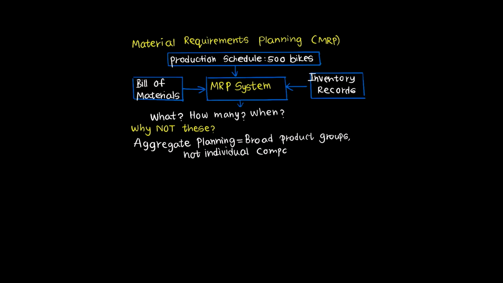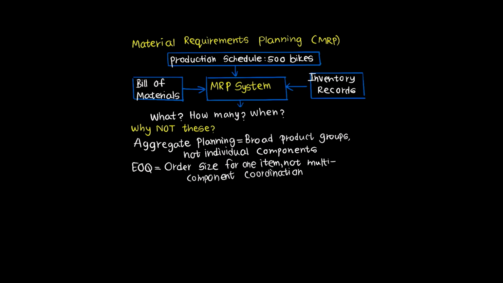Economic order quantity calculates the cost minimizing order size for a single item. It is a standalone formula, not a system that coordinates the timing and quantities of dozens of dependent components tied to a finished product schedule. The reorder point system triggers an order for one item when stock drops to a preset level. It works for independent demand items, but it cannot coordinate the dependent relationships between components that all need to arrive in sync for assembly.